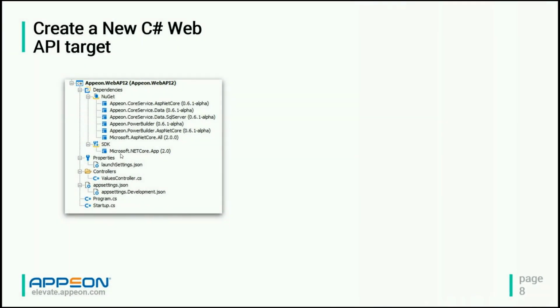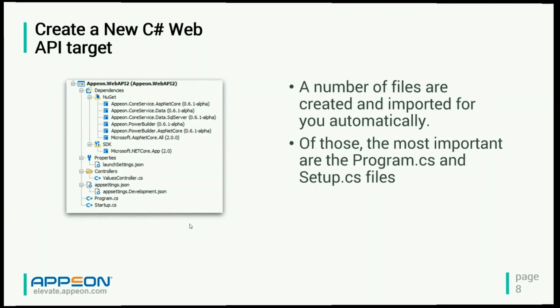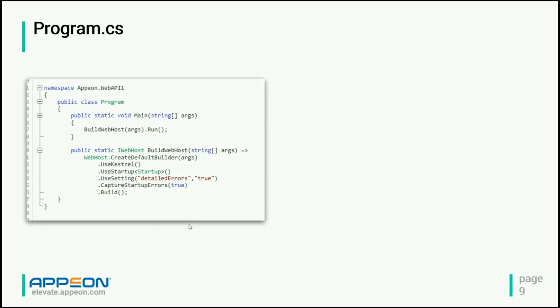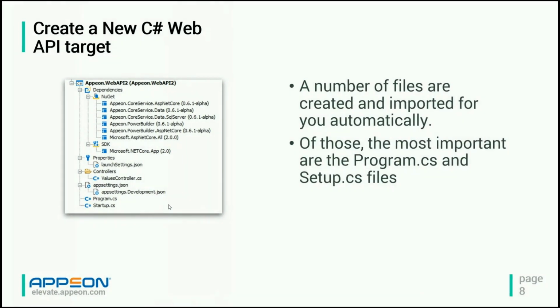Okay, so that's going to generate this target, which has a lot already included in it. The two main files for an ASP.NET MVC program are the program.cs file and the startup.cs file. So we're going to have those. We're also going to have the appsettings.json, which is where it's going to contain information like the connect string we're going to use to connect to the database.